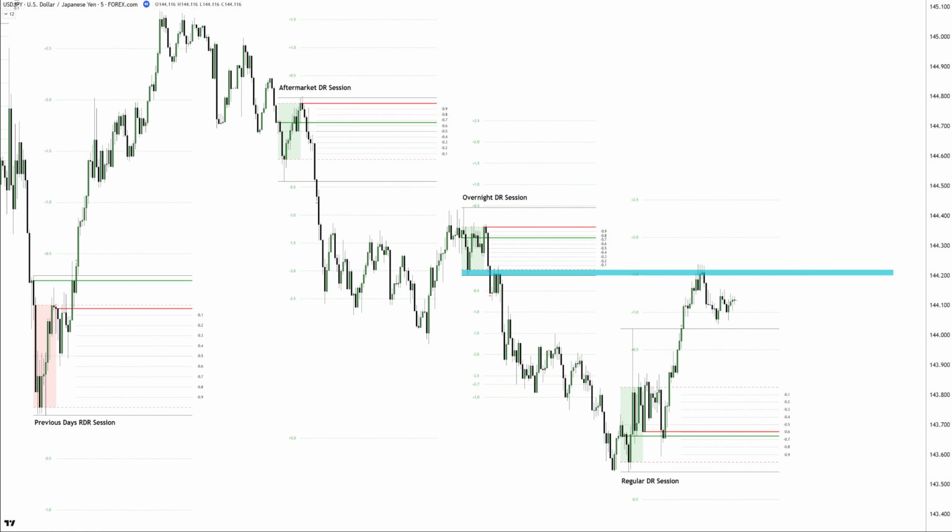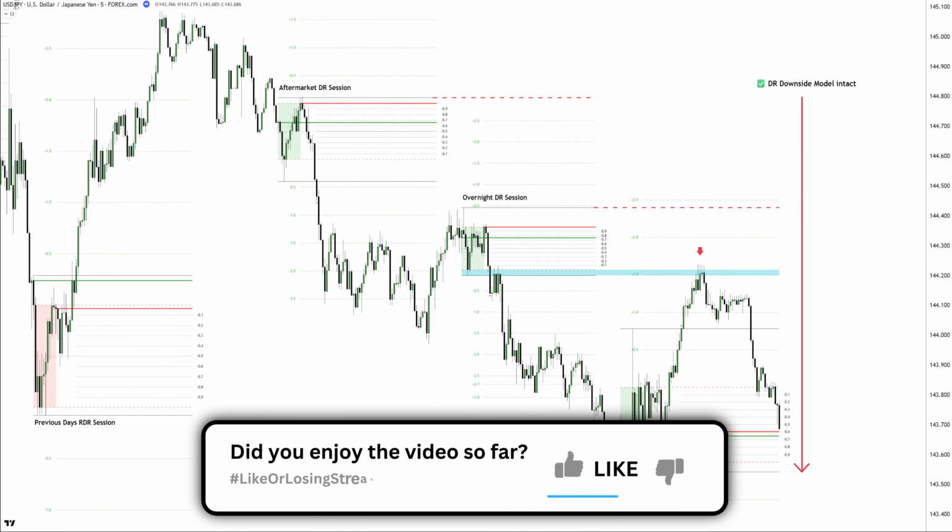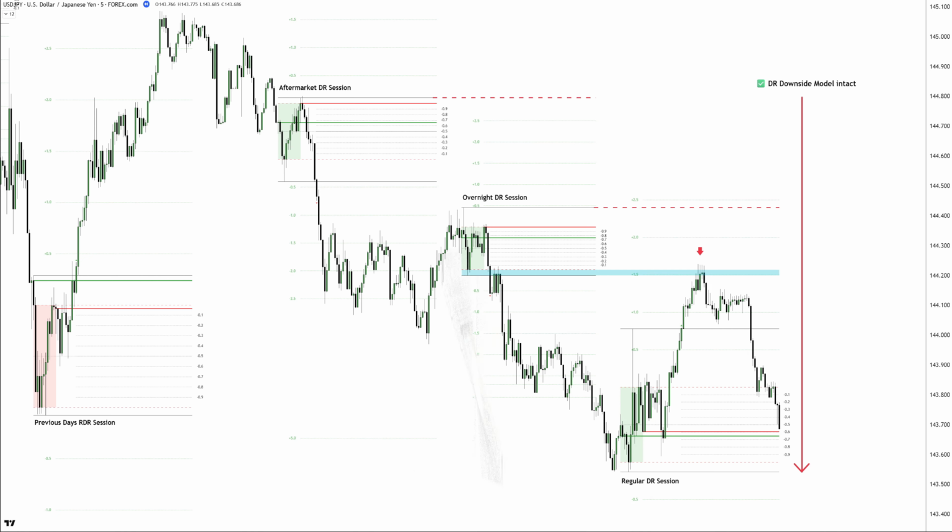At the end of the day, price respected the DR downside model structure and returned back into the regular defining range to close there. There's a good lesson in there. You don't necessarily need to trade every confirmation. Not every confirmation is a guarantee of continued moves into the direction. Sometimes it's important to step back and analyze what has happened before.